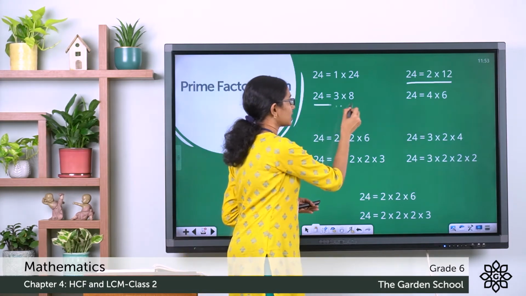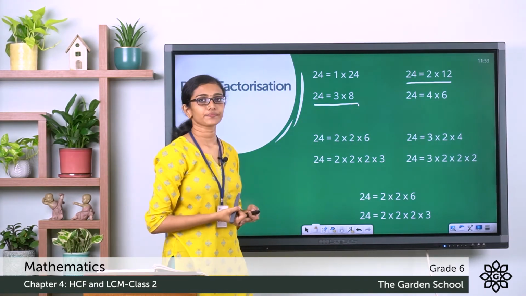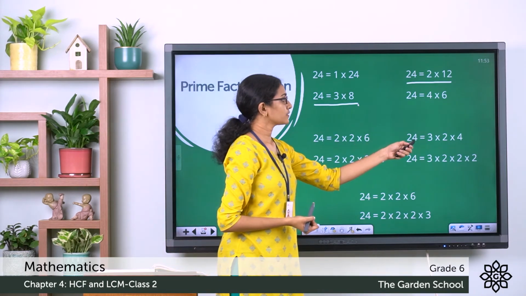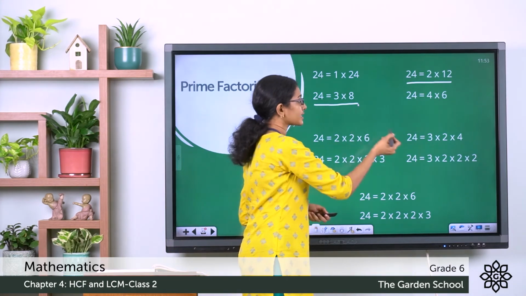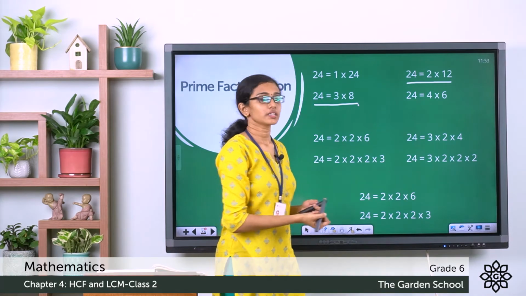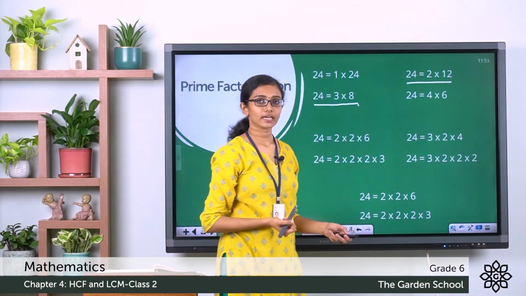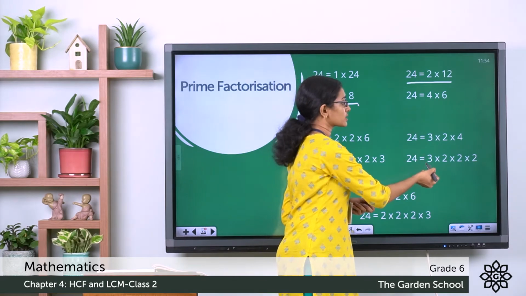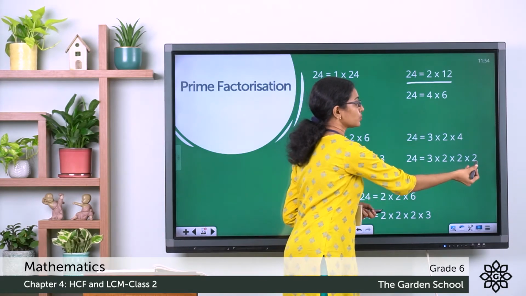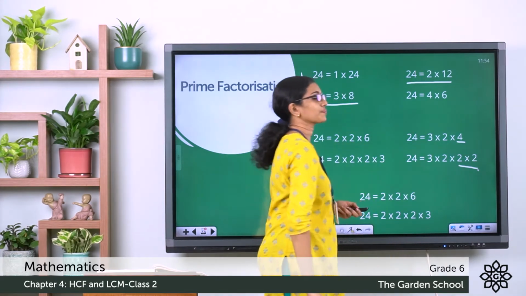Now, let's take the other two factors 3 and 8. Now, we can write 24 is equal to 3 into 8, which is 3 into 2 into 4. Now, we have got 4, a composite number here. Breaking down that again, we can write 24 is equal to 3 into 2 into 2 into 2, since 4 is equal to 2 into 2.